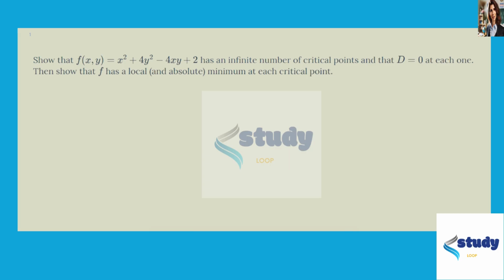The problem is: show that f(x,y) = x² + 4y² - 4xy + 2 has an infinite number of critical points, and that D is equal to 0 at each one. Then show that f has a local minimum at each critical point.